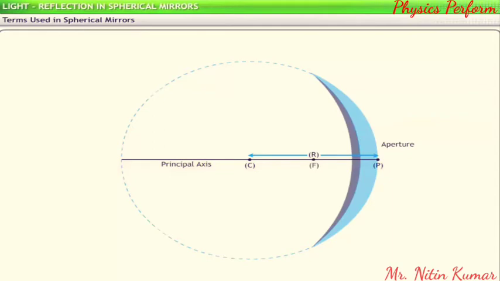Principal focus, F, is a point on the principal axis. This is the point where the rays in the reflected beam, formed from the incident beam parallel to the principal axis, converge. Focal length, F, is the distance of the principal focus from the pole of the mirror.